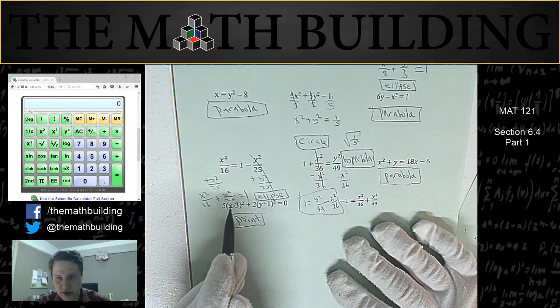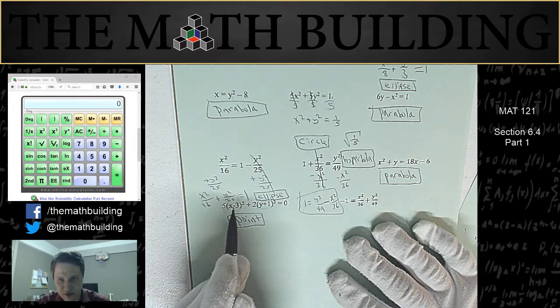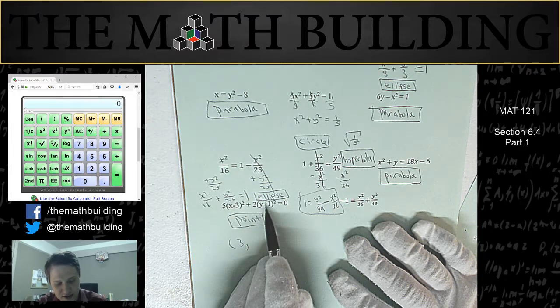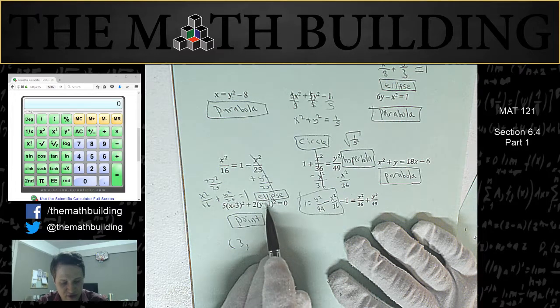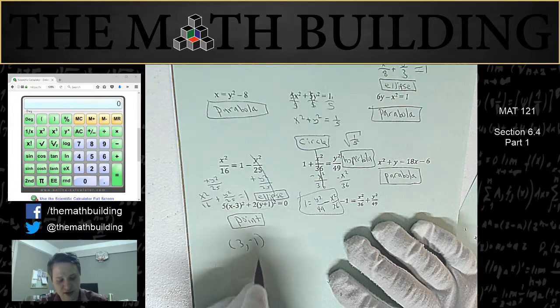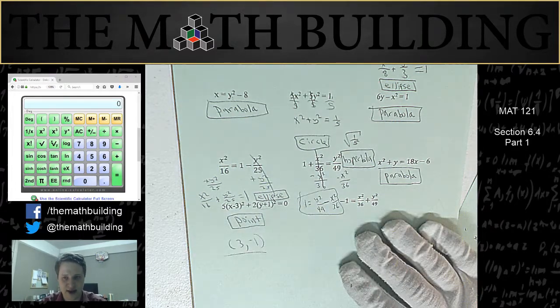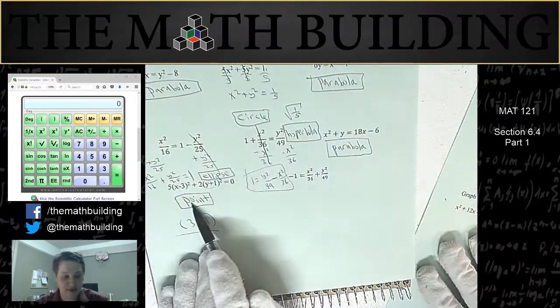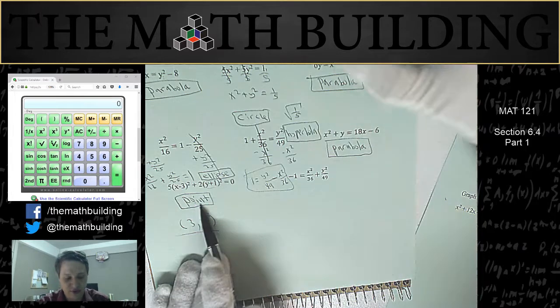If you plug in 3 here, you get 3 minus 3 is 0, 0 squared is 0, times 5 is 0. So 3 comma negative 1, because negative 1 plus 1 is 0, 0 squared is 0, times 2 is 0. So that's the only solution to this equation: 3, negative 1. What about this one over here? That makes this a point as a result.